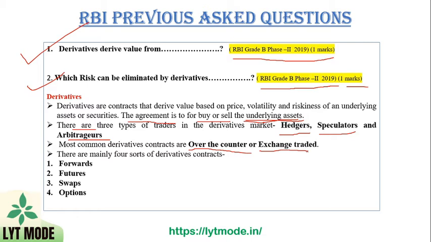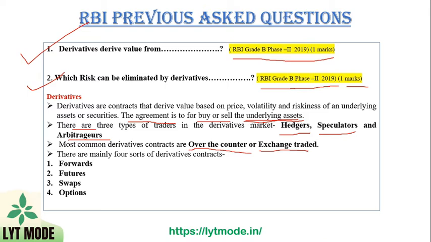But in the case of exchange traded, these contracts are traded via a specialized derivative exchange or other exchange. So where an exchange is involved in the contract, that is an exchange traded contract, and this is a legal and standardized contract.